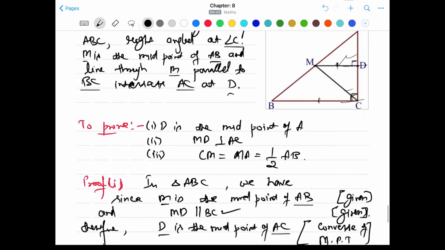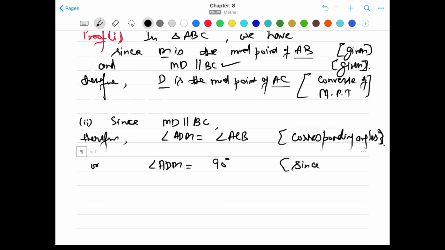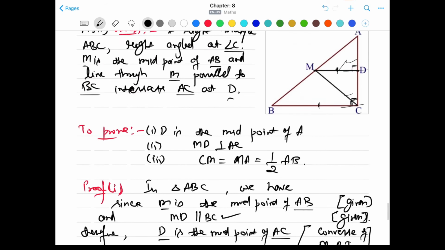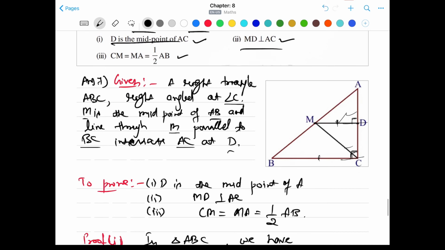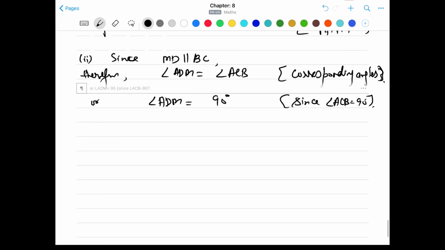Since we already have angle C as 90 degrees, angle ADM is equal to 90 degrees, since angle ACB is equal to 90 degrees. So this angle is also 90 degrees. Now these two angles form a linear pair. Since we have proved that this makes a 90 degree angle, we can directly say that MD is perpendicular to AC. So we write: hence MD is perpendicular to AC, since angle ADM is 90 degrees. That's the proof of the second part.